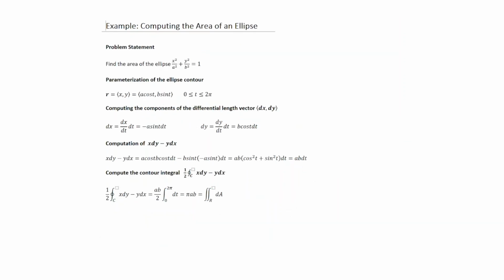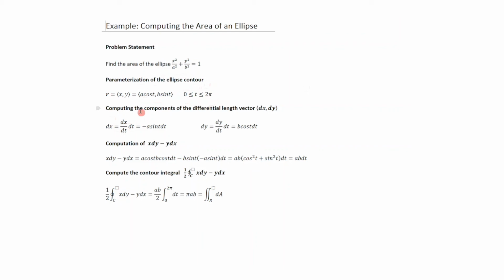All right, so let's take the example of computing the area of an ellipse. The problem statement is: find the area of the ellipse x squared over a squared plus y squared over b squared equals 1. First of all, we have to parameterize the ellipse contour. So we're going to choose x to be equal to a cos t and y to be b sin t. t will range from 0 to 2 pi, and this will trace out the elliptical contour.